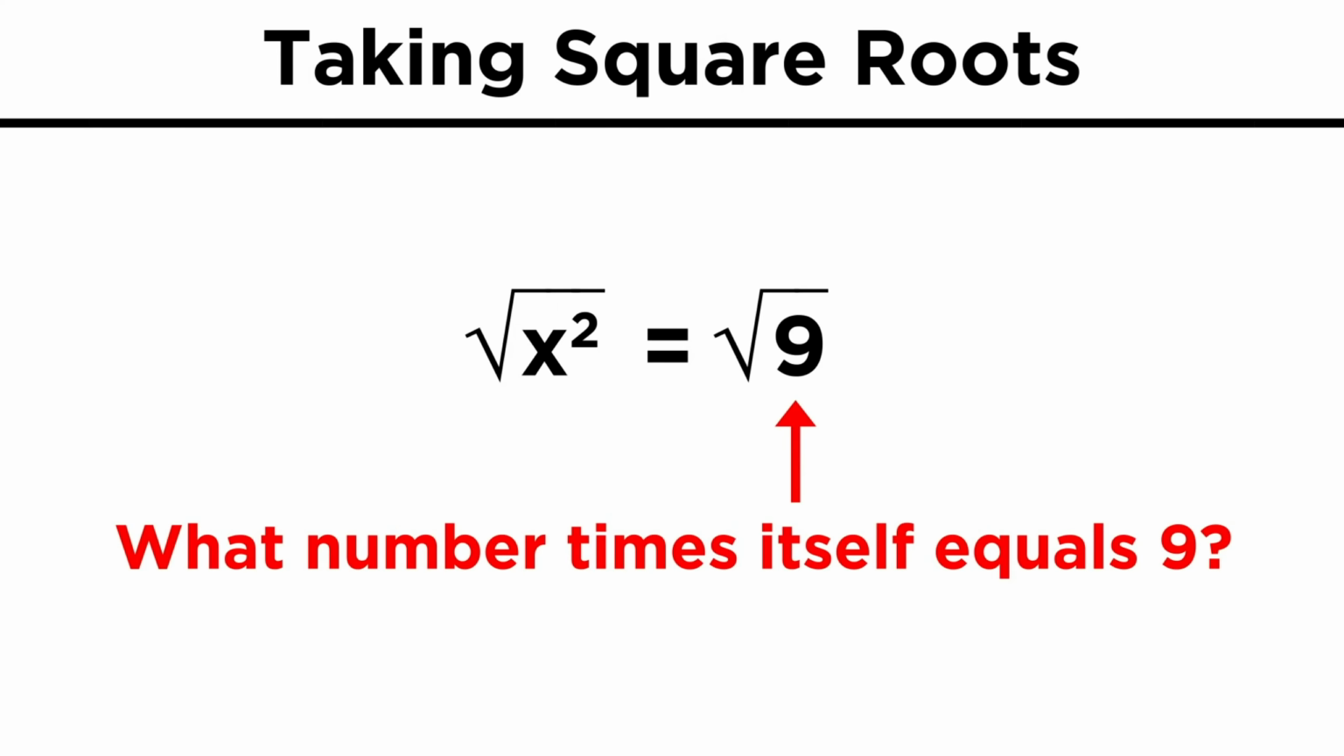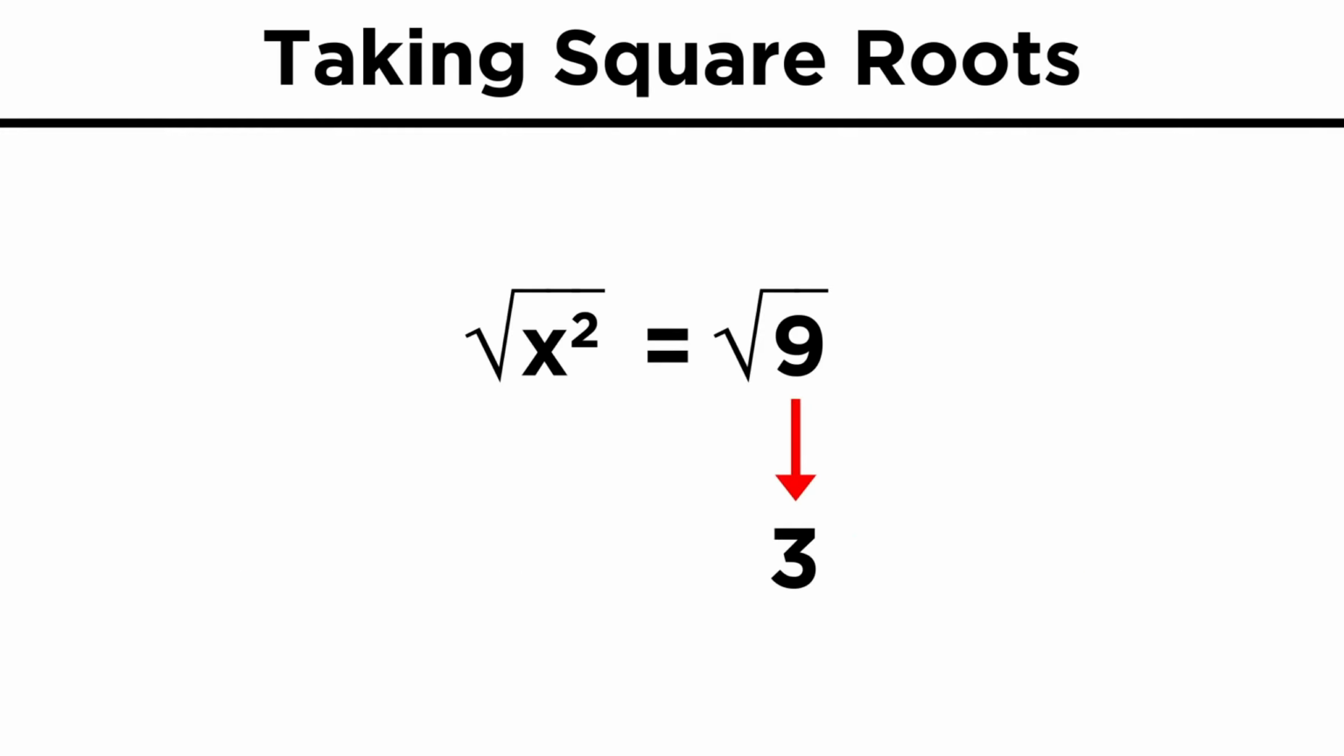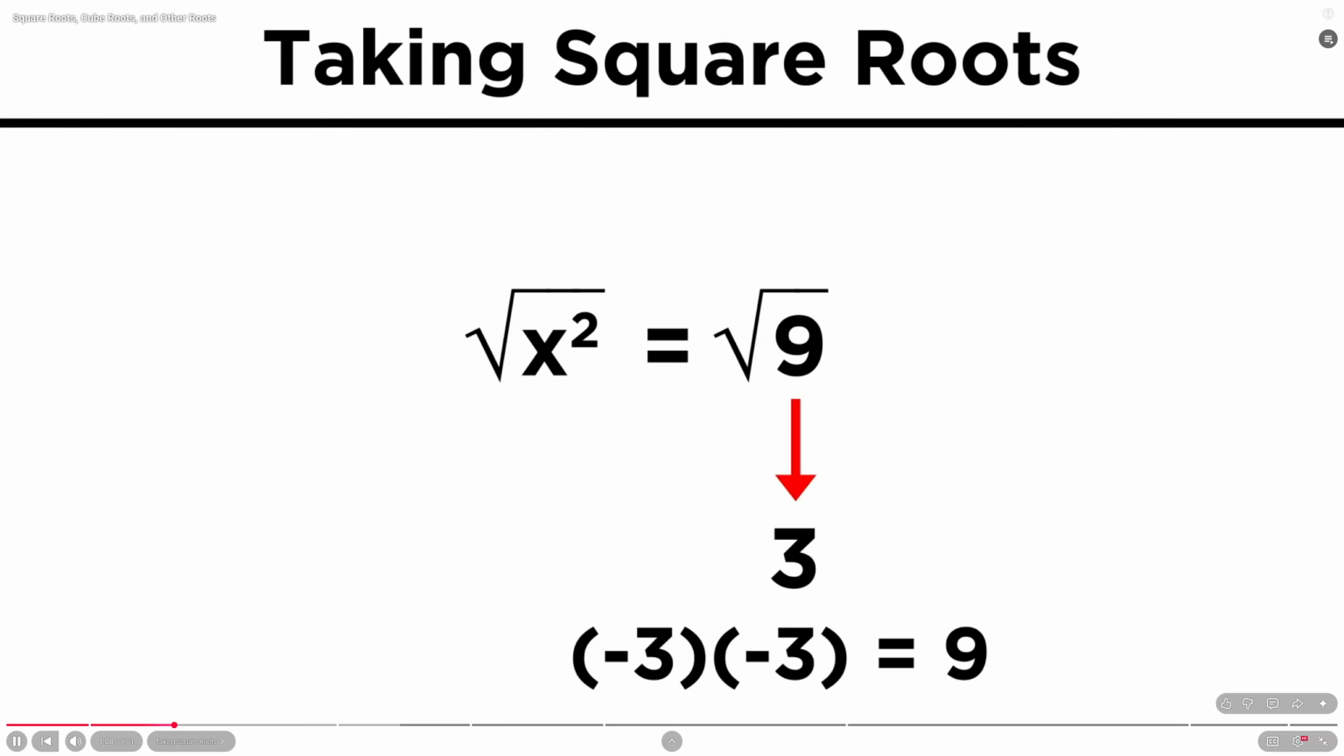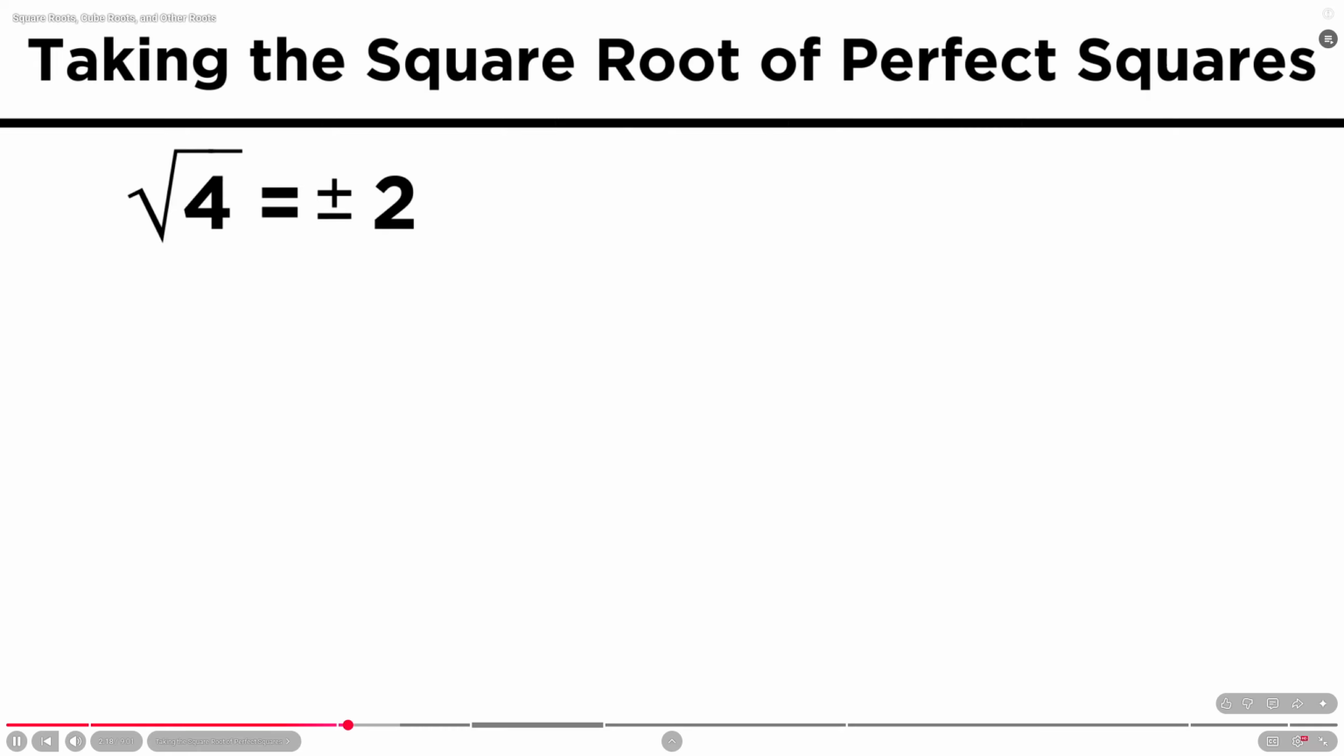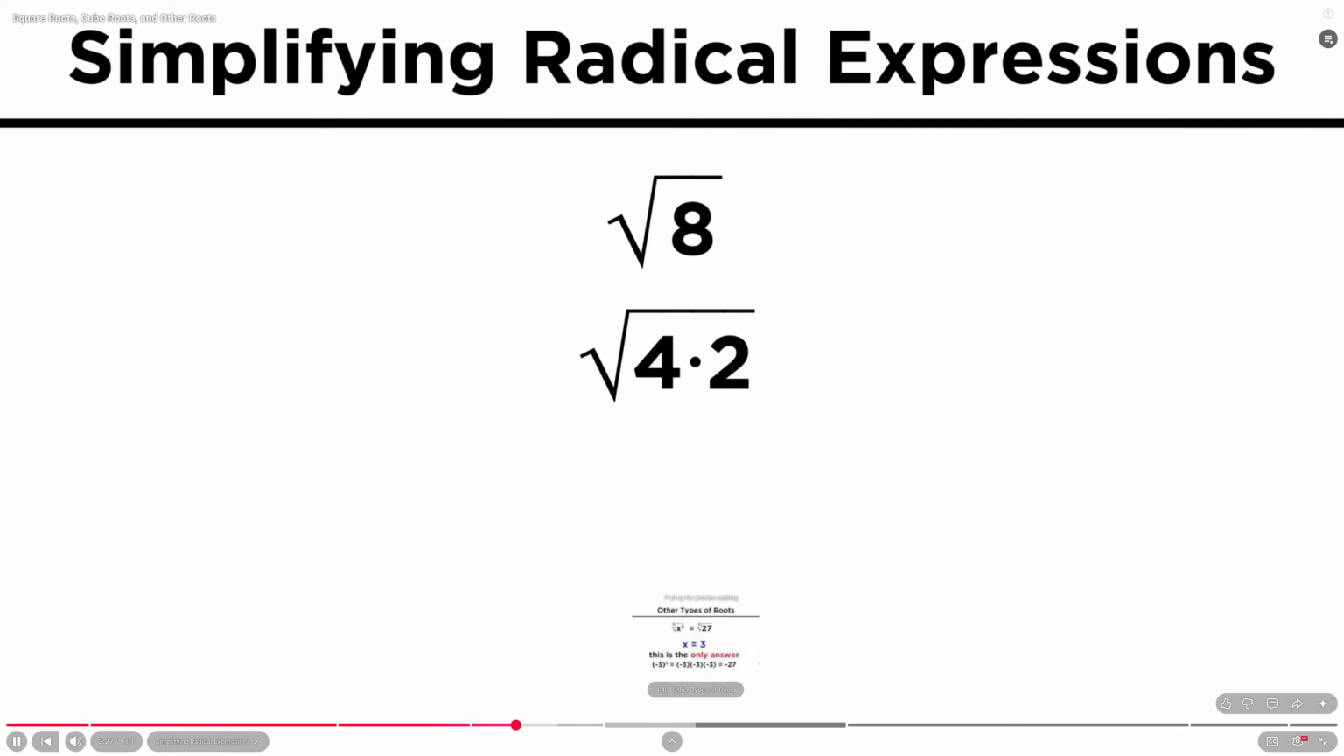So taking the square root of something is like asking what number times itself will give us the number inside the square root. We must point out something very important here. Negative 3 is also a valid answer for the square root of 9, because negative 3 times negative 3 also squares to 9.